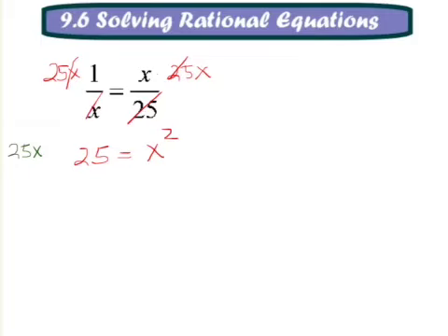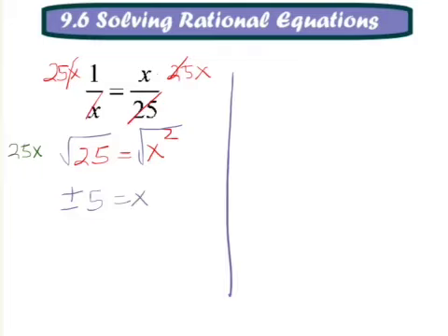And so now I'm going to solve this quadratic. And if I have an x squared equals a number, I'll just use my square root property. And I'll remember that I'm going to get two answers. Positive and negative 5 are my two answers to x. And so now I need to check all of my answers. So I'll need to check the 5 and the negative 5.